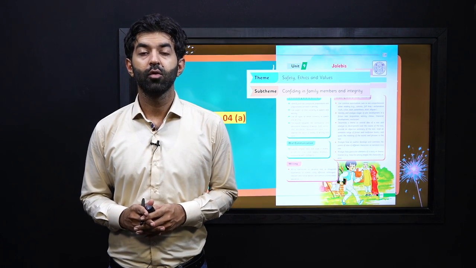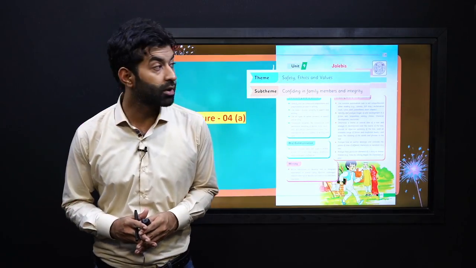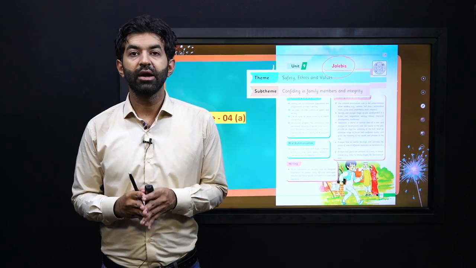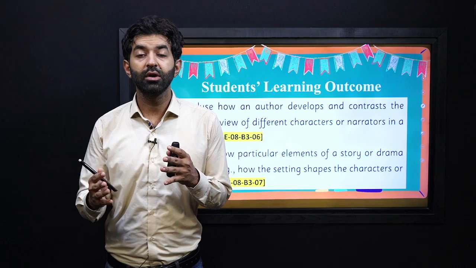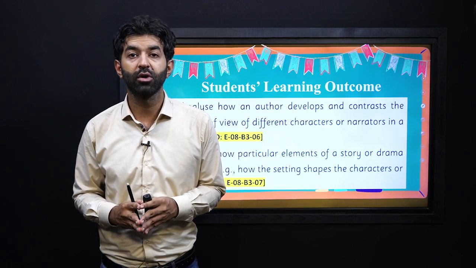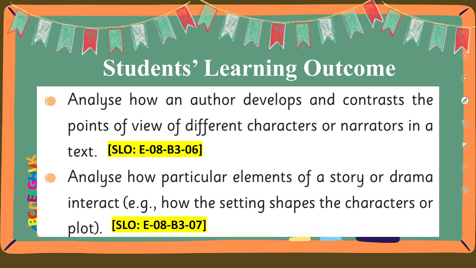Students, today we will talk about different points of view, since this chapter, Jalebis, is a short story. Now, we will see how there are different narrative perspectives and points of view. So we have two learning outcomes today merged into one lecture, and they are serving the same competency.